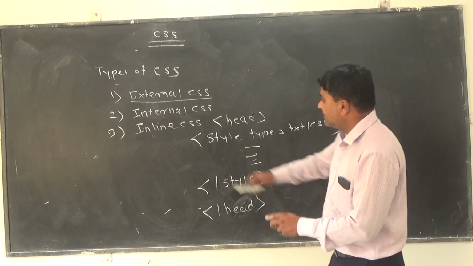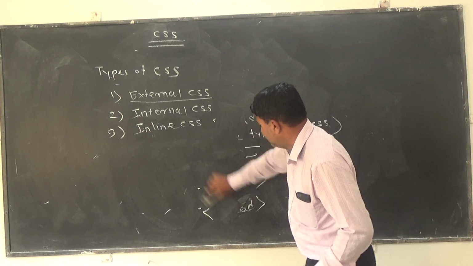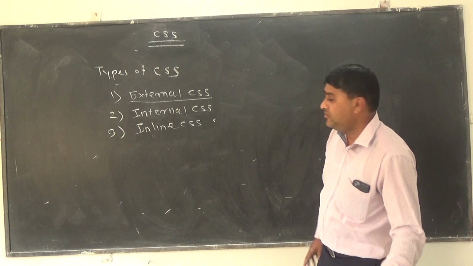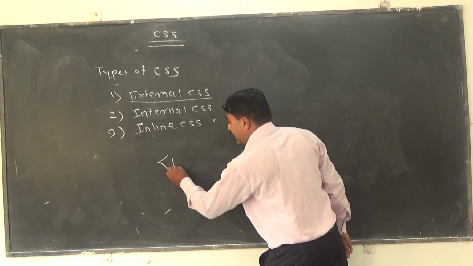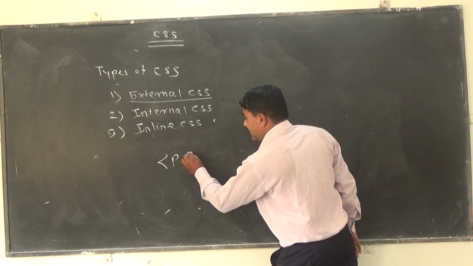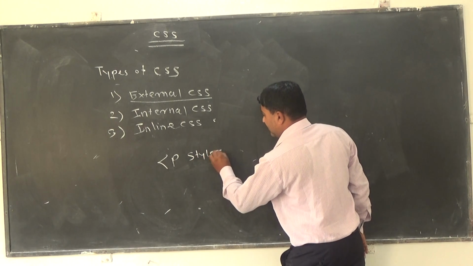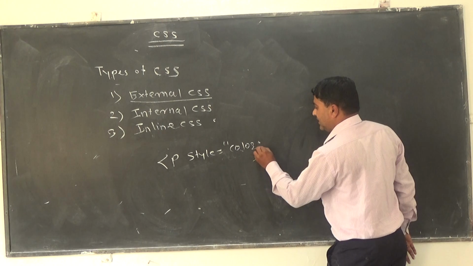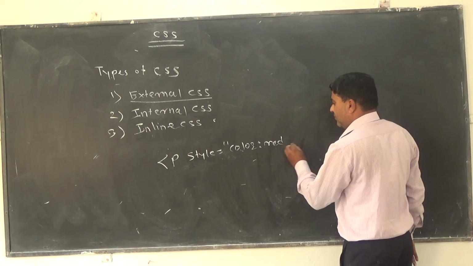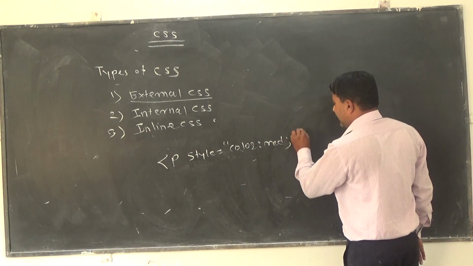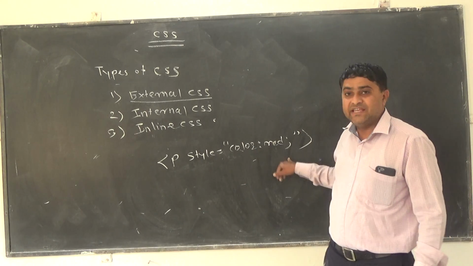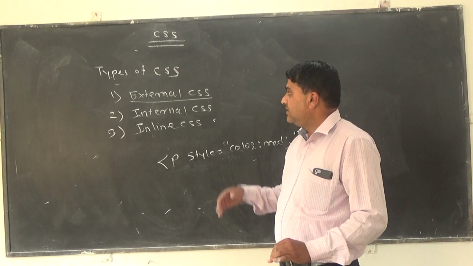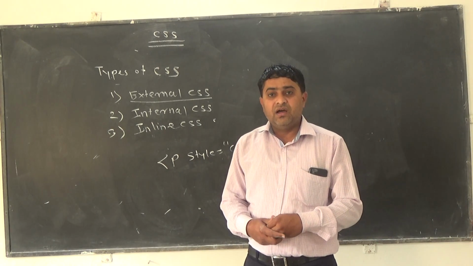And the last one is inline CSS, which means that we directly apply the style to the element. For example, p is the element. P style equal to color red. This style is applied in this way. This is called the inline CSS. So this is about the types of the CSS.